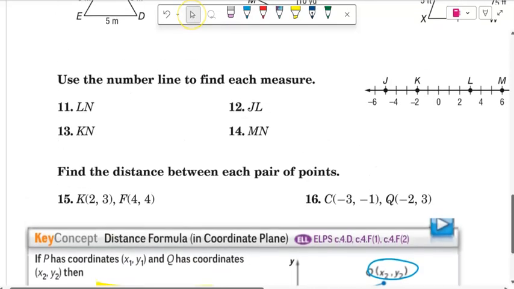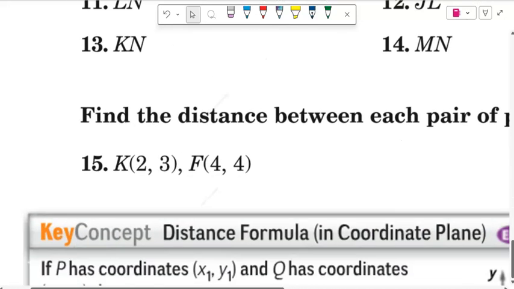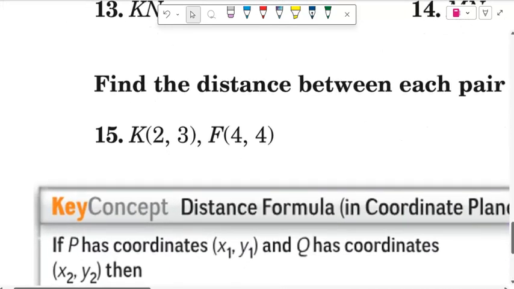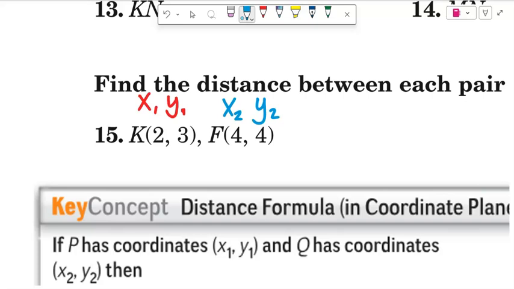So we just got one problem. Go ahead and write these two points down, F and K. Again, to start a distance problem, you label one point x1, y1 and the other point x2, y2. So right here, above point K, I'm going to label it x1 and y1. And above point F, I'm going to label it x2 and y2. It's simply a matter of plugging these values in where they go in the formula, and you're done.